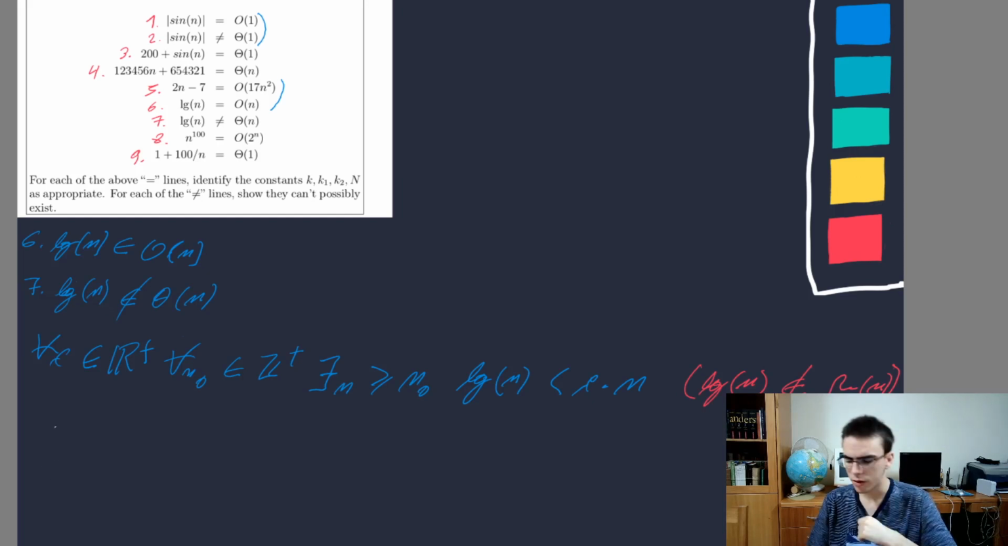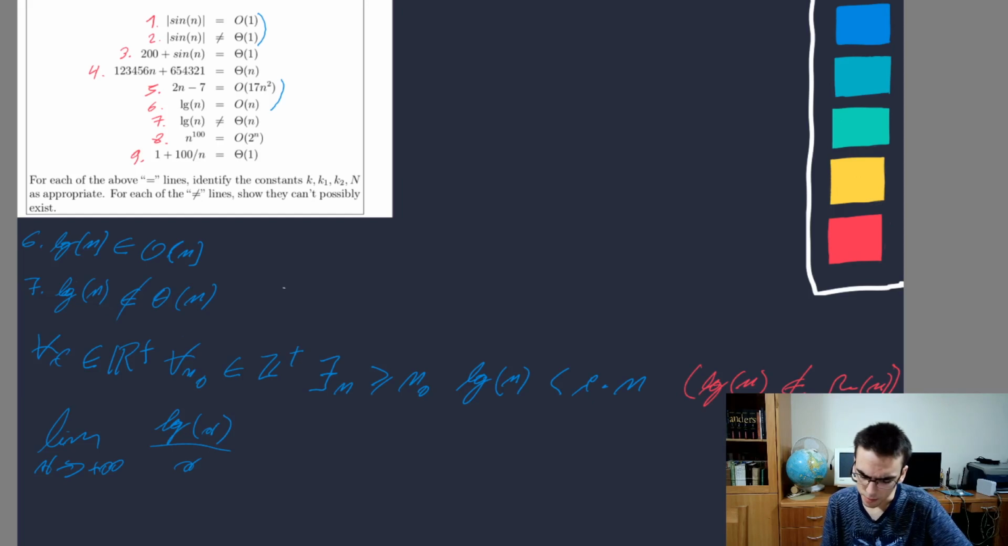Okay, and how do we show that? Well, we know that if we take the limit of x going towards positive infinity of lg of x divided by x, sorry, I'm using x here, so let's be consistent with that. And I remember we were trying to find an lg n such that this condition was true, right? And so we are now dividing in hopes of finding the c.